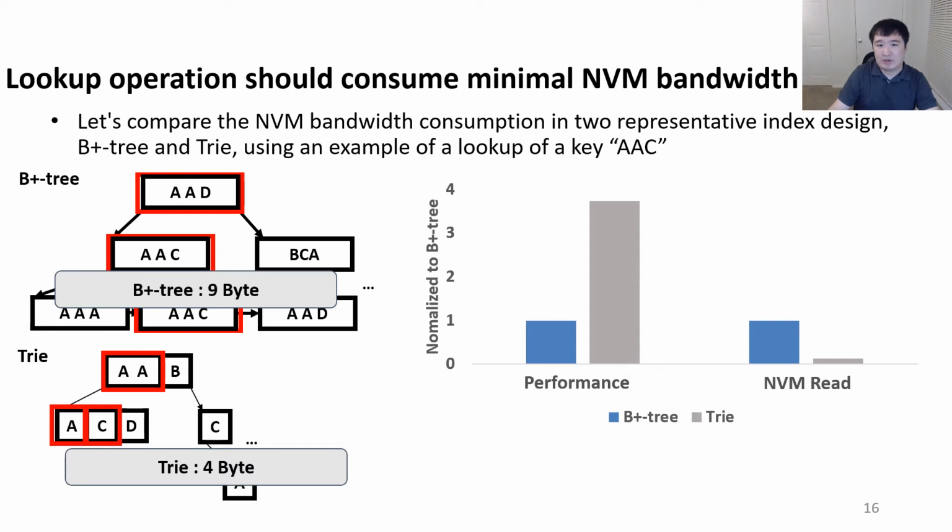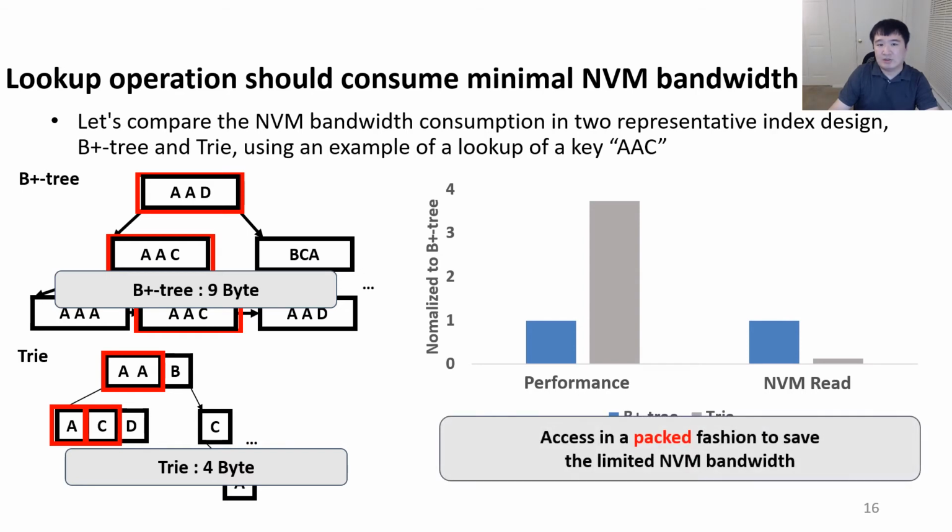We also compare the performance and the amount of NVM reads of the B+-tree and the trie. As you can see, the trie shows fewer NVM reads and better performance than PACTree. So we propose that the index lookup operation should access the NVM in a packed fashion to save the NVM bandwidth.